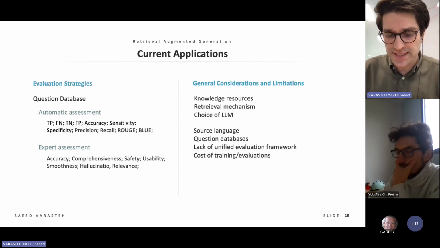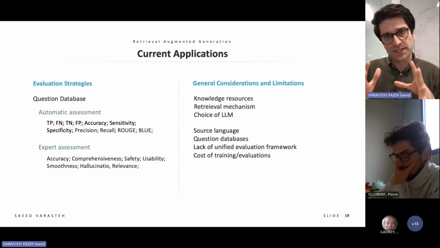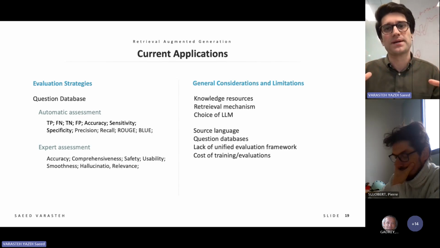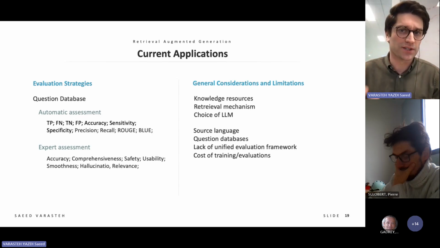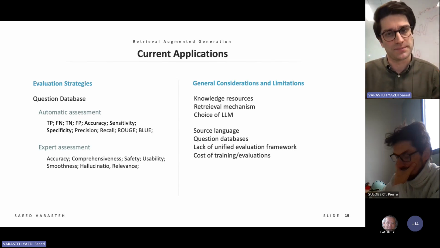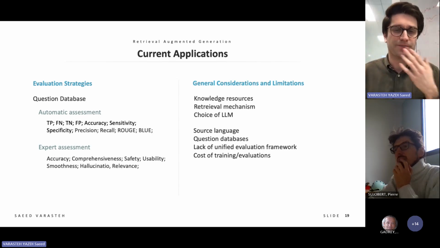The other limitation of these systems might be the knowledge source. At the moment, most of the systems are created based on textual knowledge sources, but you can simply think about other modalities for knowledge sources, like images or graphs, which is an active research area at the moment.